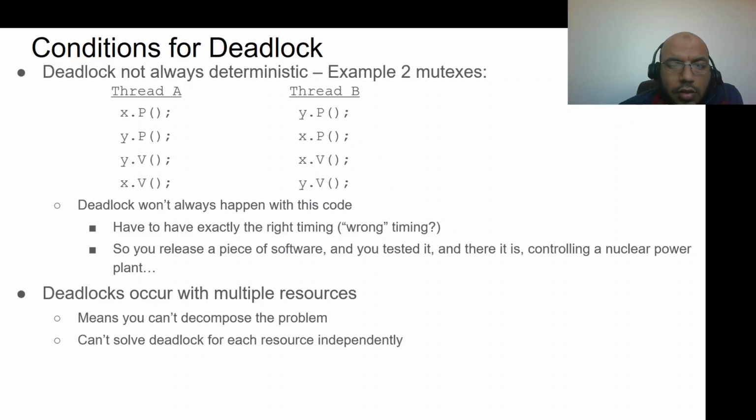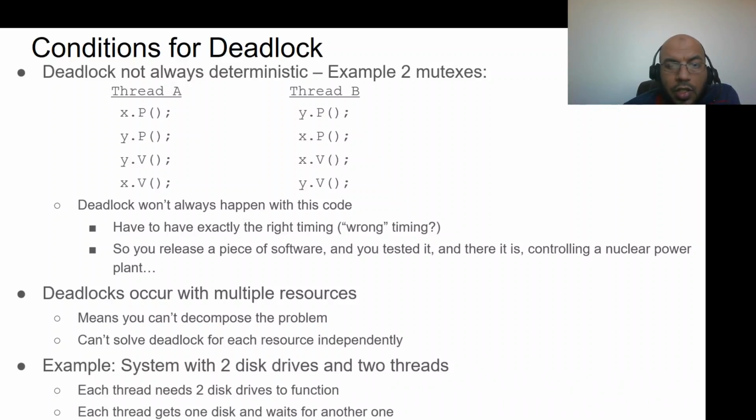Deadlocks can occur with multiple resources, so you cannot simply decompose the problem and solve deadlocks for each resource independently, because deadlocks occur when different threads are trying to acquire multiple different resources at the same time. This is an example where you have a system with 2 disk drives and 2 threads. Each thread needs 2 disk drives to function, so each thread will want to access both disk drives at the same time. If one picks one of them and the other picks the other one, then you are basically in a tight position.